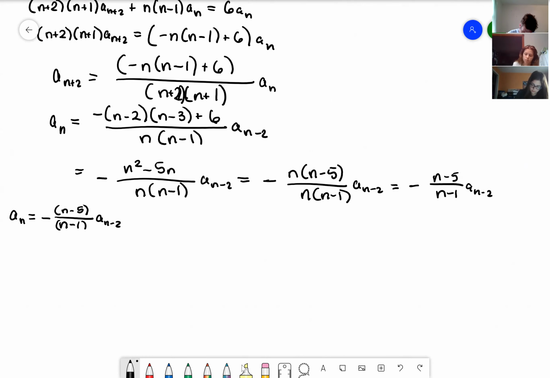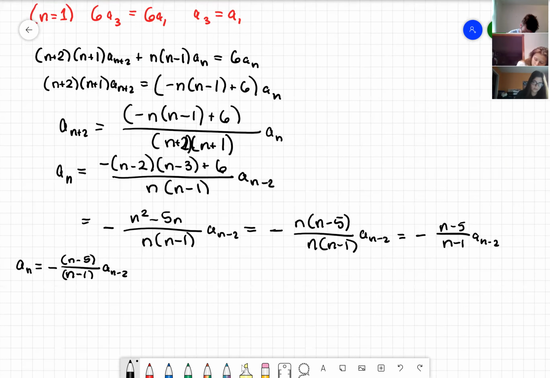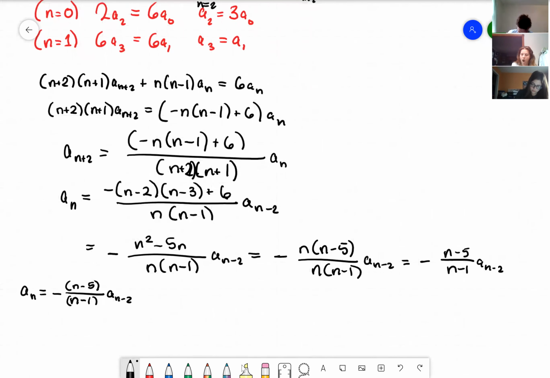Okay, so A2 we said was 3A0. So what happens when we plug in 2? We get negative 3 over 1, negative of negative 3, A0. Okay, so that one works. So we can ignore that.